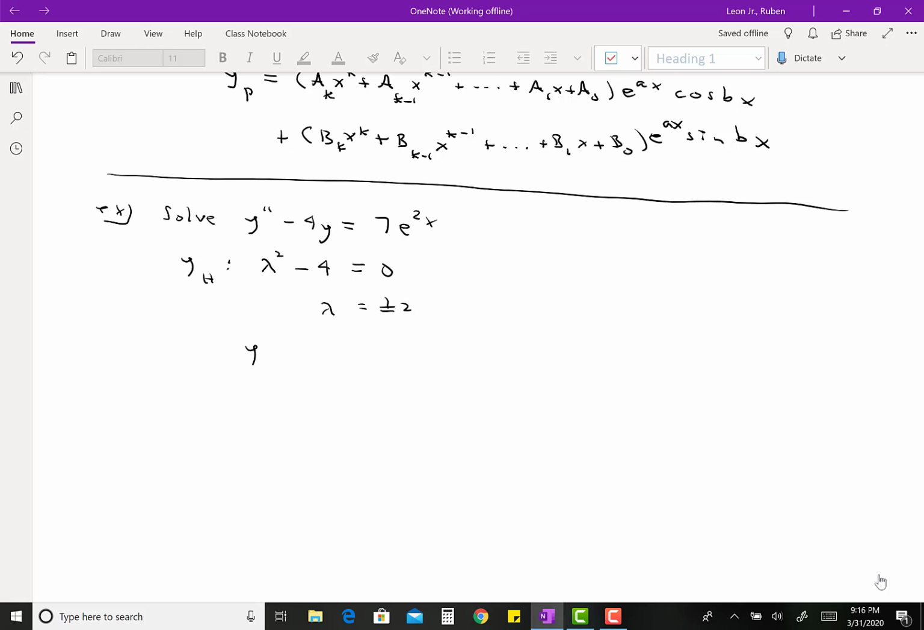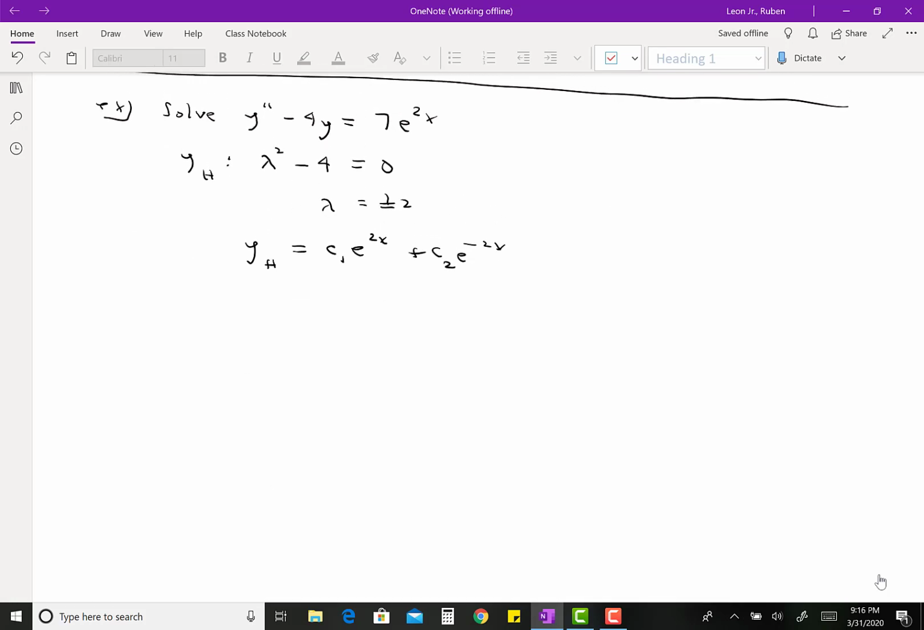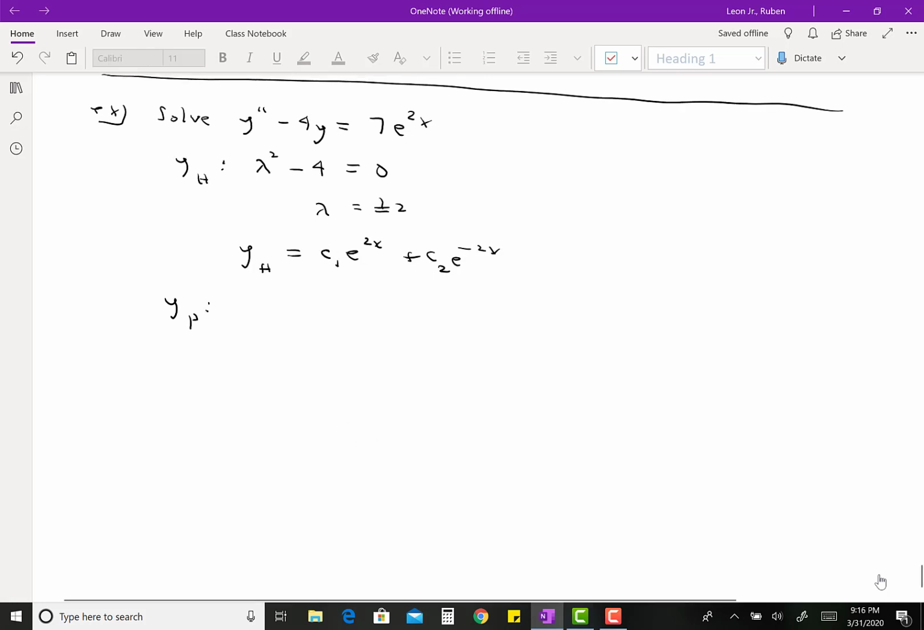So our homogeneous solution y sub h is c1 e to the 2x plus c2 e to the minus 2x, just as we did dozens of times in section 4.2. Okay, now this looks exactly the same as the kind of problems we looked at before. There's a big difference, though. Let's try to find y sub p.